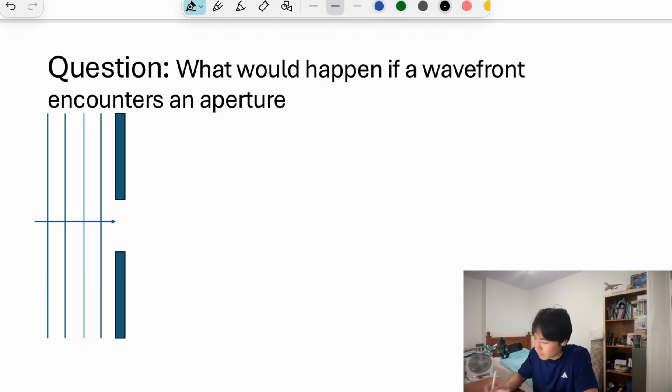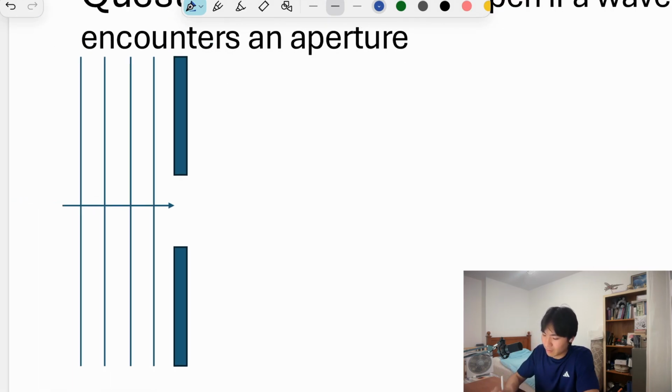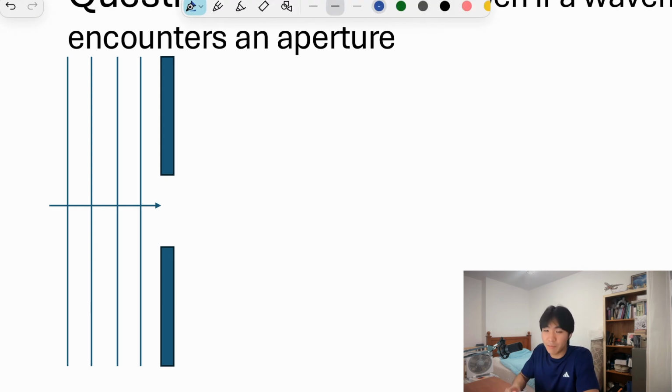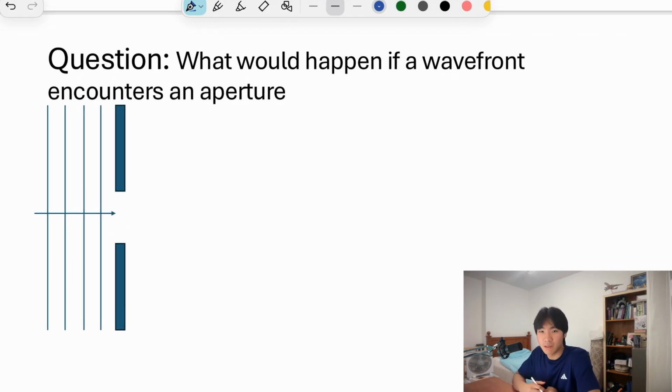Aperture, just to give you a definition, is a small opening that a wavefront can approach. Imagine these are ocean waves. Maybe these are sound waves that are approaching a door, maybe a small narrowing. What would happen with these waves? I'll give you 3 seconds, or you can pause the video to continue. I'll give you the answer now.